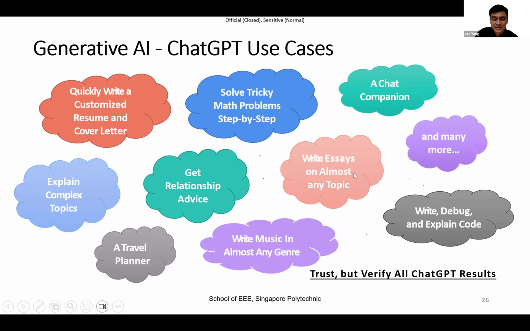But take note that you can trust AI, but if you're in doubt, please verify the ChatGPT results. You can't trust AI fully, 100%.